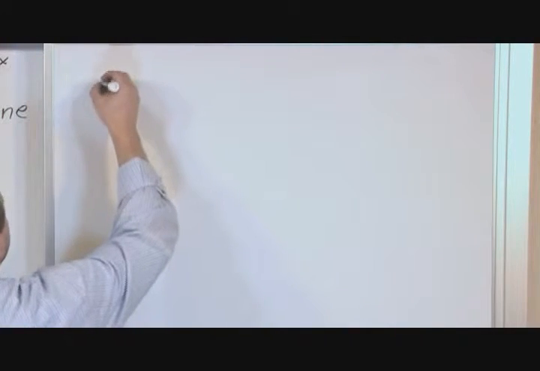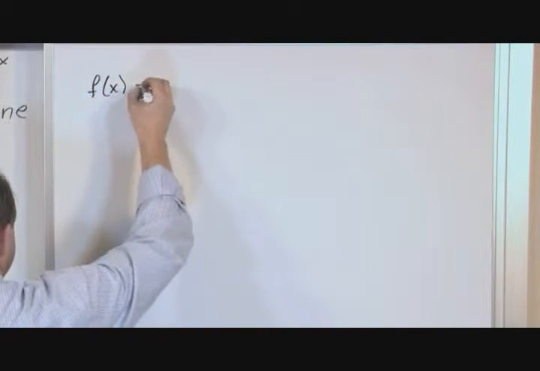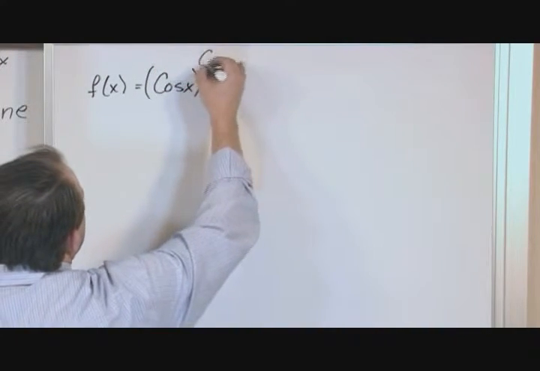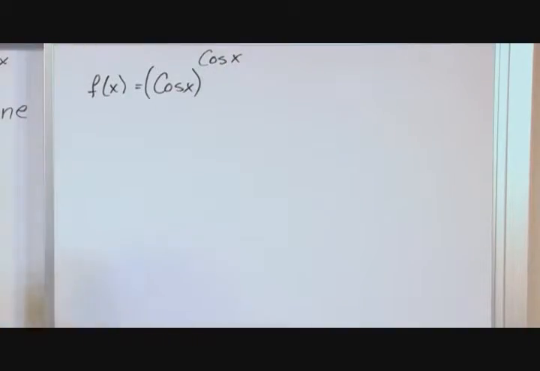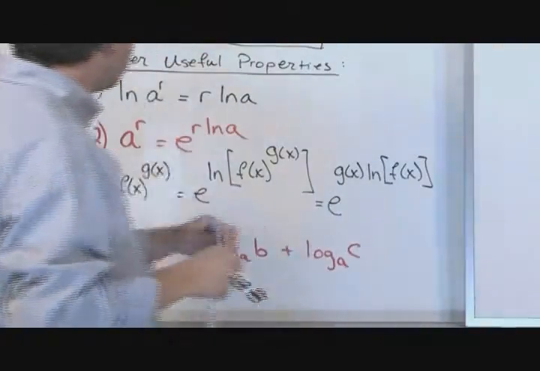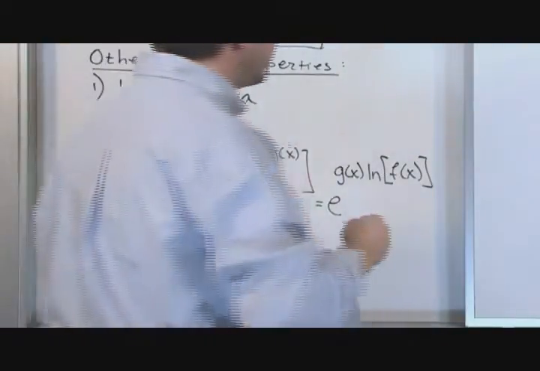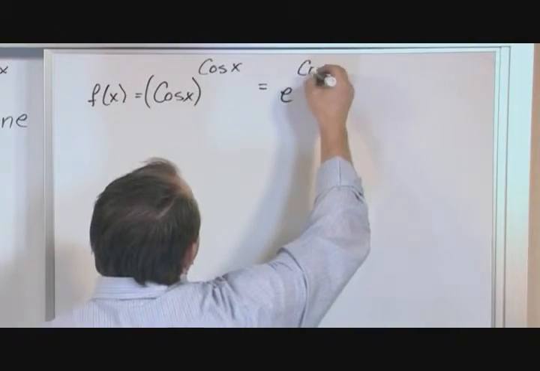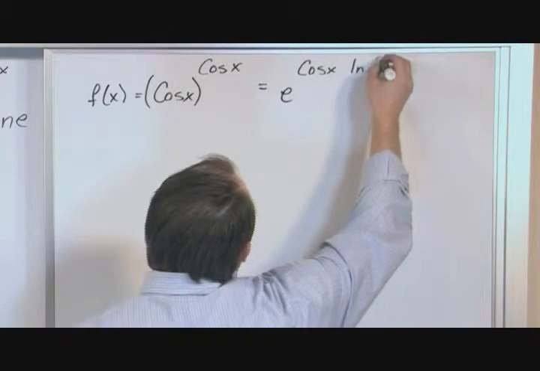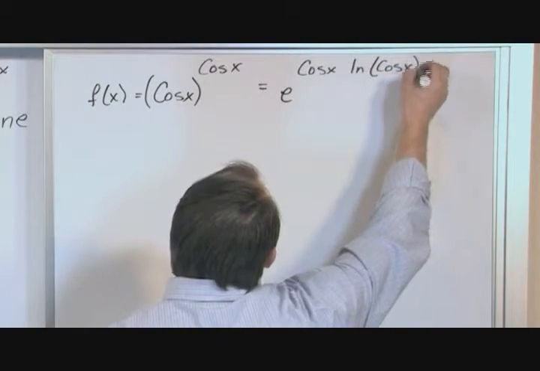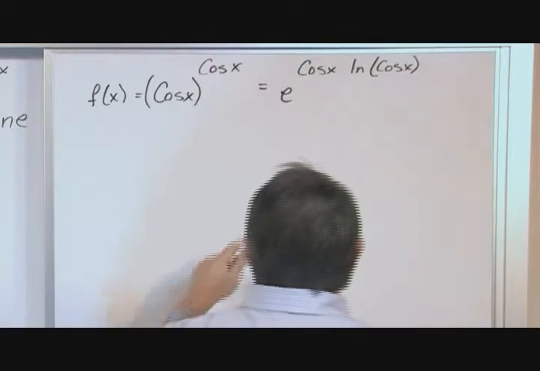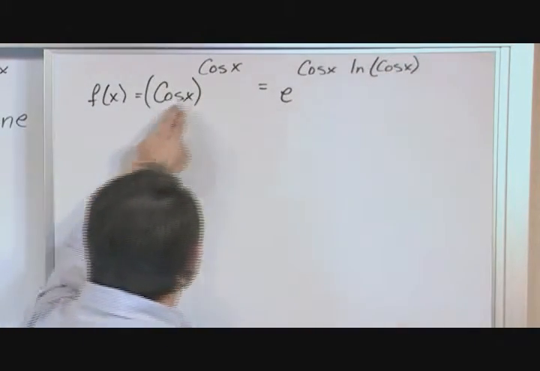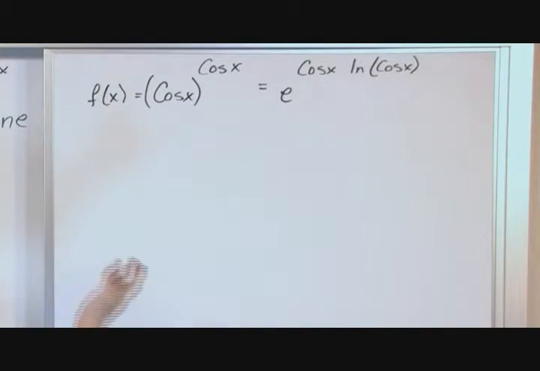Okay, for our next problem, we have f of x is equal to cosine of x raised to the power of cosine of x. So that's a crazy looking function, but I have a function raised to a power of a function, so I'm going to rewrite it as e to the cosine x natural log of cosine x. And if you're confused why that works, it comes straight off the board. This cosine can be moved to the power. The natural log and the e annihilate, giving me back exactly what I started. So those two things are exactly equivalent.